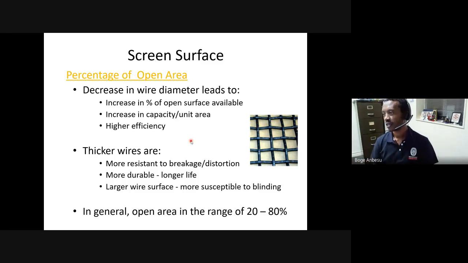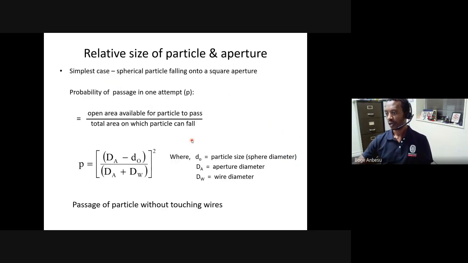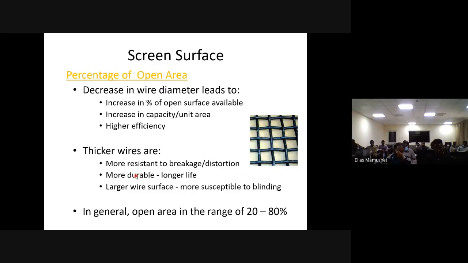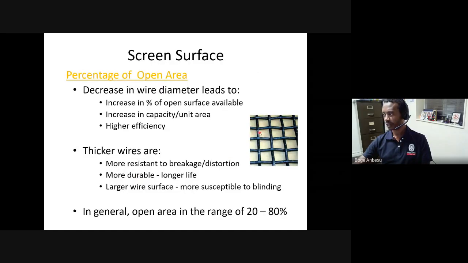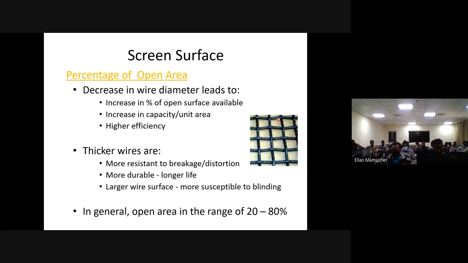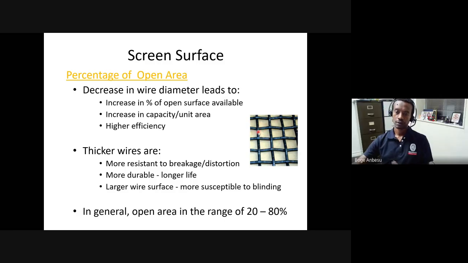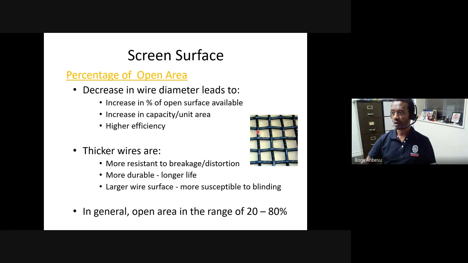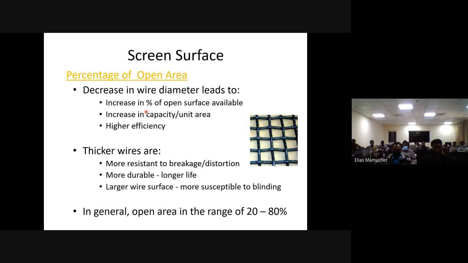Obviously, another factor, as I said, is how much open area you have. If you reduce the wire diameter, automatically what I'm doing is increasing open area. The open area available will depend on the wire diameter. Thicker wires mean you're blocking more of the open area. With thinner wire, you're giving it more open area for screening to happen. So that's why we say here, a decrease in wire diameter will lead to more open area, and that more open area should help the screening, should increase capacity, should increase efficiency.